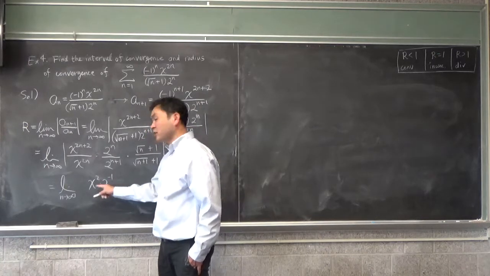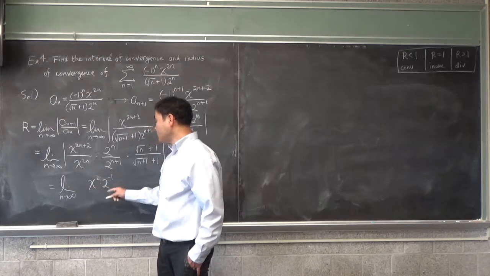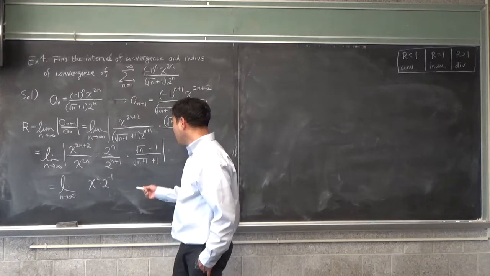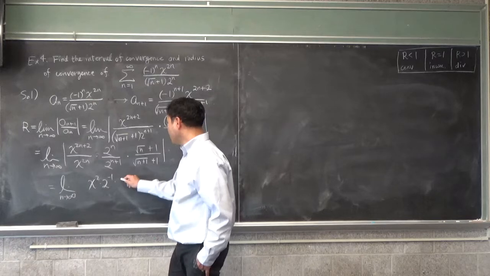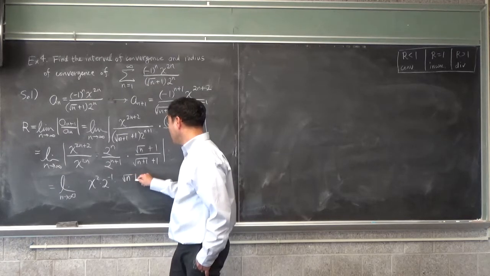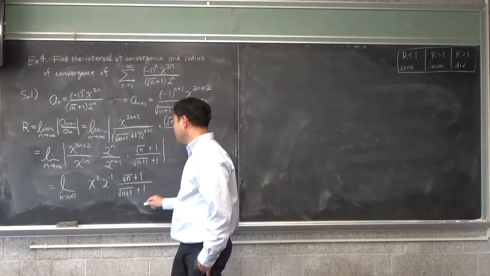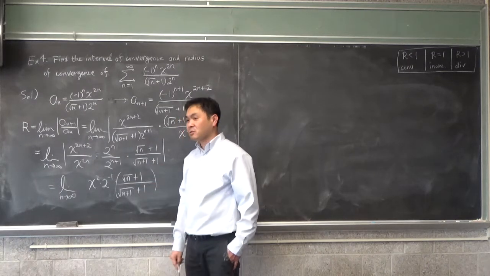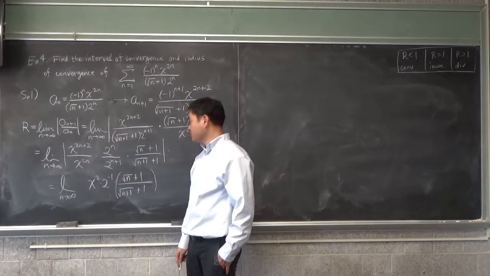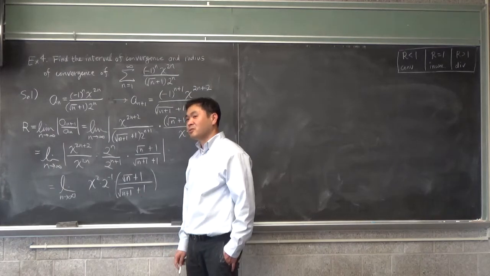And I'm not putting any absolute values there because x squared is always non-negative and 2 to the negative 1 is positive. So there's no need for any absolute value now. And I guess the only question left is, what's the limit of this part? What do you think? 1. It should be 1. Okay. This limit should be 1.